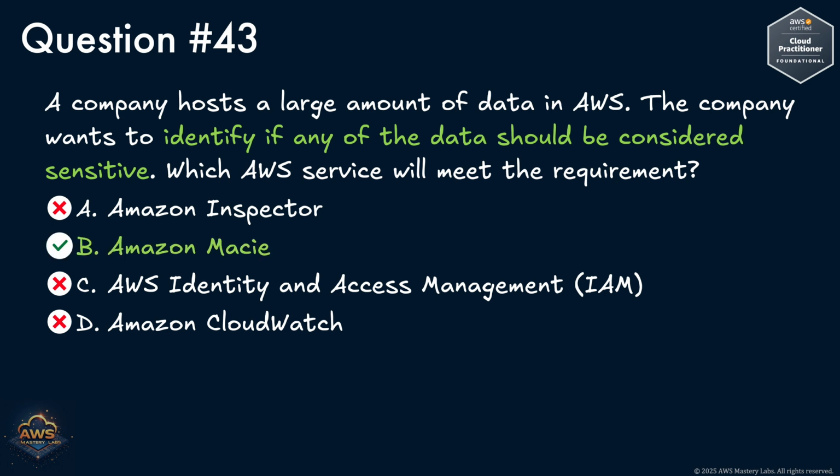Option B, Amazon Macie. Amazon Macie is specifically designed to discover, classify, and protect sensitive data stored in Amazon S3. It uses machine learning and pattern matching to detect personally identifiable information, PII, financial records, credentials, and other sensitive data types. Macie provides a dashboard, alerts, and integration with other services for remediation. In this scenario, where the company wants to identify sensitive data, Macie directly satisfies the requirement. Correct, because Amazon Macie uses machine learning to scan and classify sensitive data, making it the right choice.